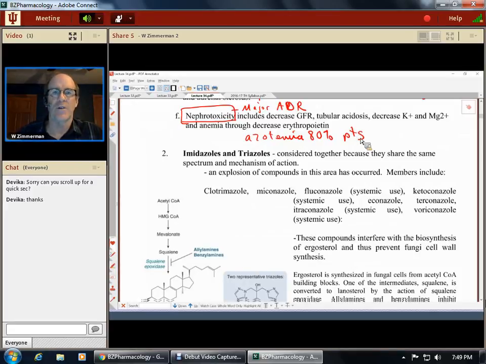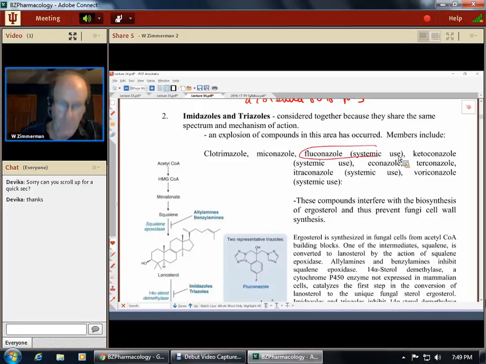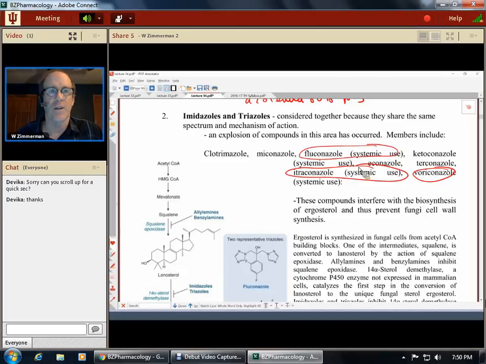Two other groups of antifungals are the imidazoles and the triazoles. And we put them together because they do the same thing, they're just different chemically. And there's been an explosion in this area. Clotrimazole, miconazole, fluconazole, ketoconazole, all the way down through voriconazole. So drugs that I picked on that I would put on the drug list, fluconazole is an important one for systemic use. Voriconazole, itraconazole, these systemic use ones, because those are the really nasty infections.